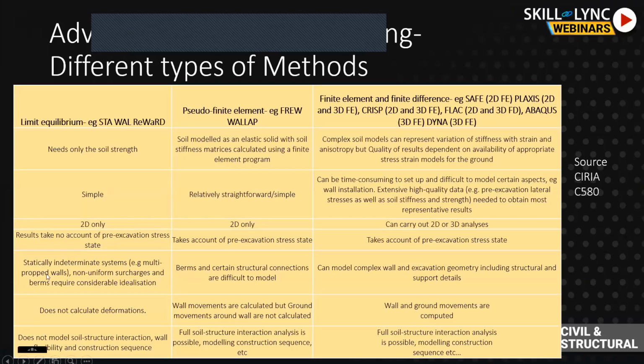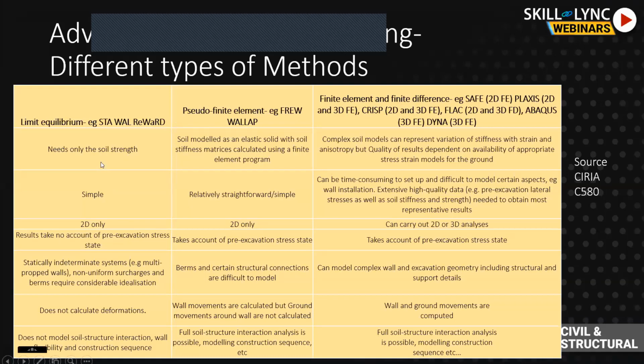There are different types of methods in advanced numerical modeling. I guess you might be familiar with limit equilibrium method, pseudo finite element method, finite element, and finite difference method. Examples of limit equilibrium methods are Stawal and Reward. For pseudo finite element method, the most important example is Wallap, which is generally used. In finite element method comes Plaxis, and in finite difference method comes FLAC.